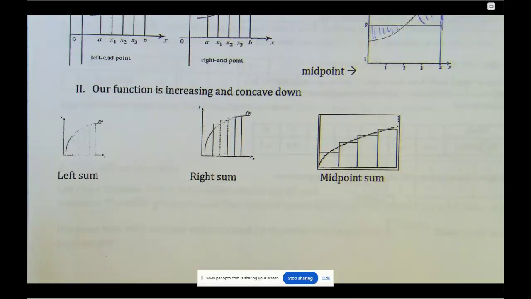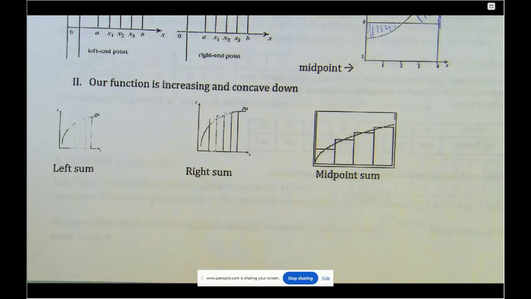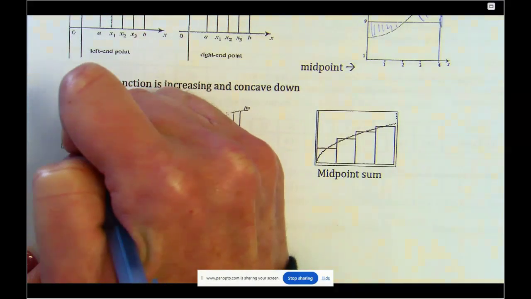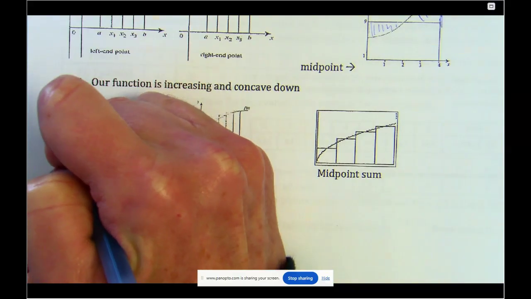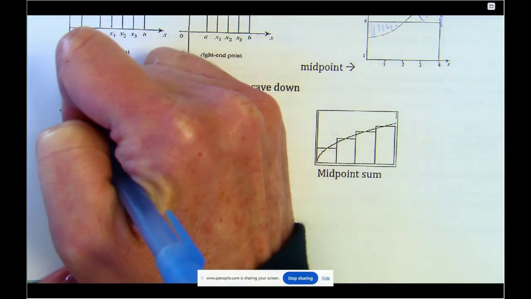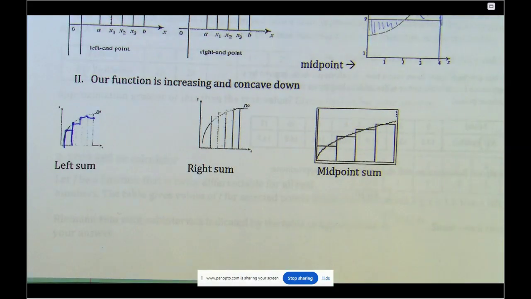Okay, so increasing, this is not very good, but if the function is increasing, is your left-hand sum going to be over or under? Under, right? Because if it's increasing, the left side is always going to be lower than the right side, and you're going to come in under the actual value. Same thing's true for the right side. So this kind of illustrates what you were asking, Mason.